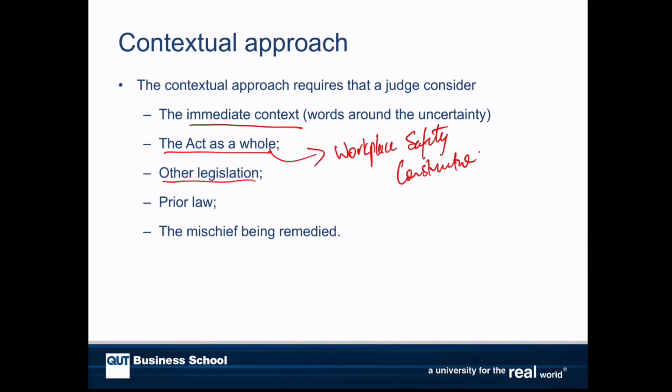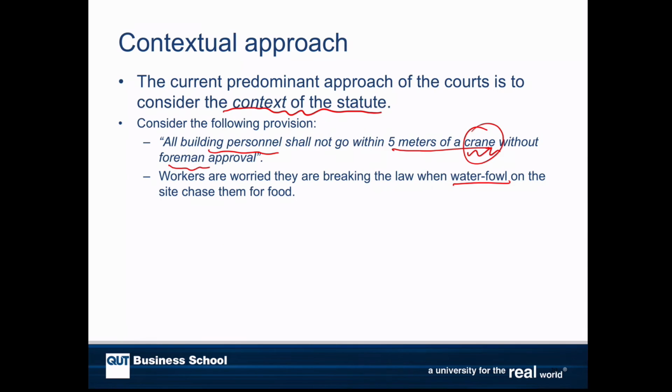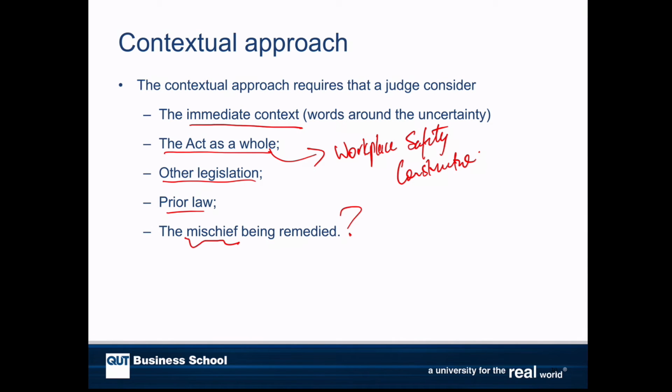We'd have to see if any other legislation looks at it, the prior law, and the mischief. Why have they got this section in the Act? That is more than likely. I think it's almost certain that crane will be interpreted to be the machine, not the bird. Okay, so the context becomes important.